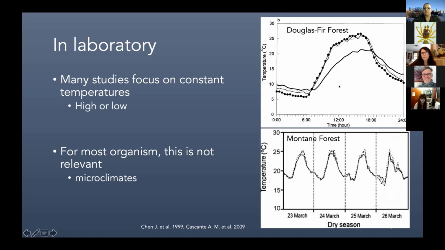These are some graphs that I found of temperature in Douglas fir forests and montane forests, and this also gets into microclimate as well. So even though there's changes in temperature, or maybe there aren't as big changes in temperature in the overall environment, they can be different in the microclimates as well. But the main takeaway is that organisms don't generally live at a constant temperature.